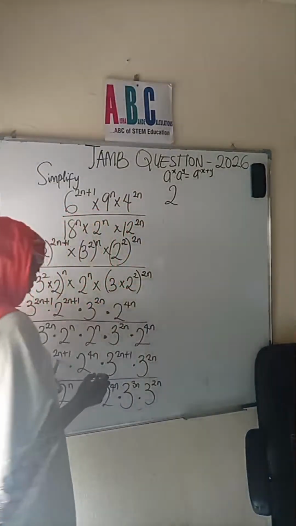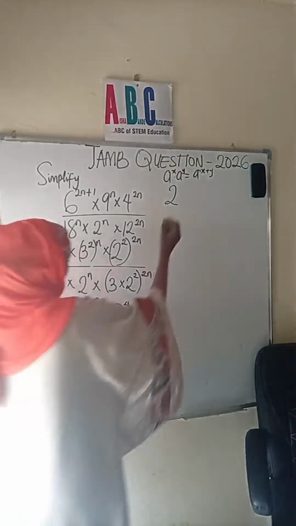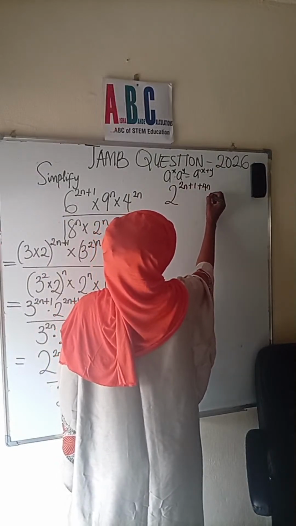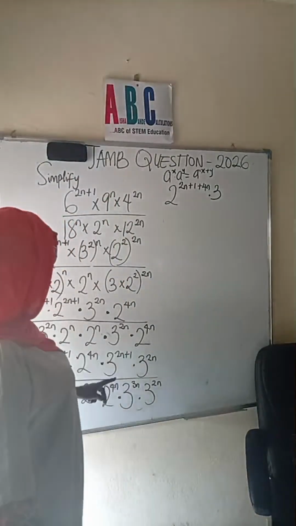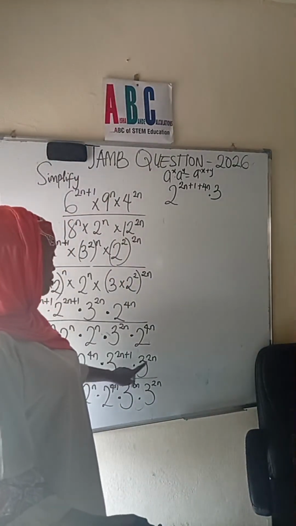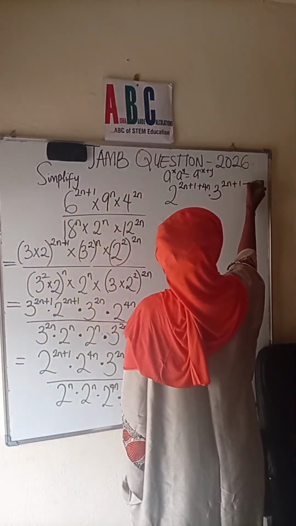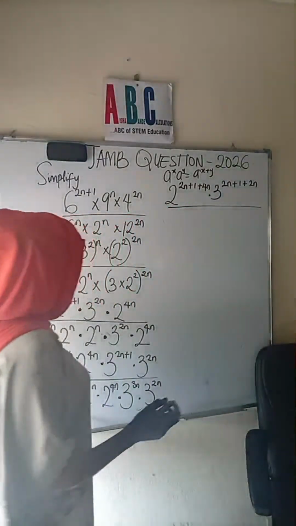So what do we do to the powers? We add the powers together. So this becomes 2n plus 1 plus 4n, times, now let's go to base 3. For base 3, we're also going to add the powers, 2n plus 1 plus 2n, divided by, now let's go to the denominator.